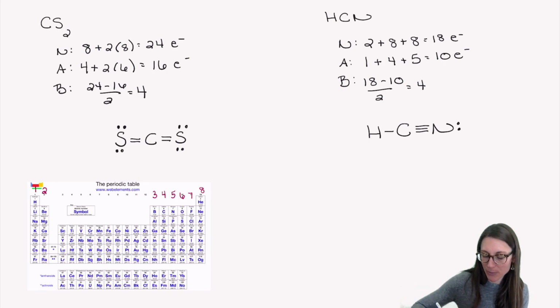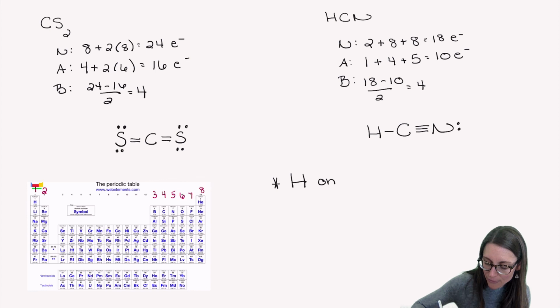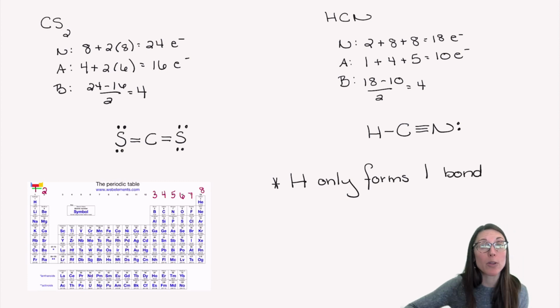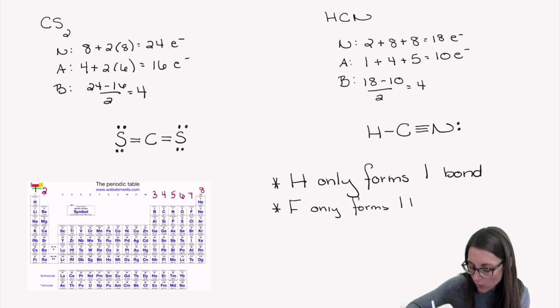I want to give you just a couple of general reminders. Hydrogen only ever forms 1 bond. That fills its valence shell. Never, never, never, please never give hydrogen more than 1 bond. Not going to happen. Other things that I want you to be aware of is that your fluorine will also only ever form 1 bond. We'll talk more about this in class.